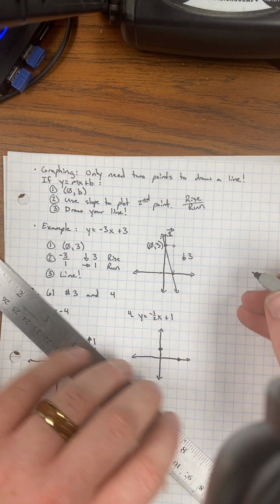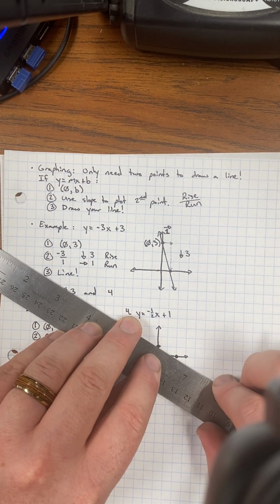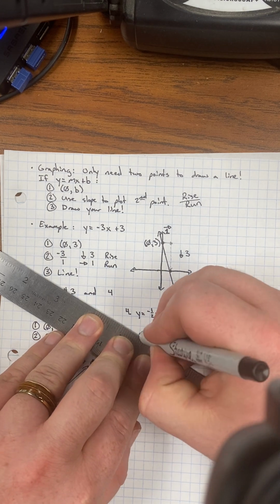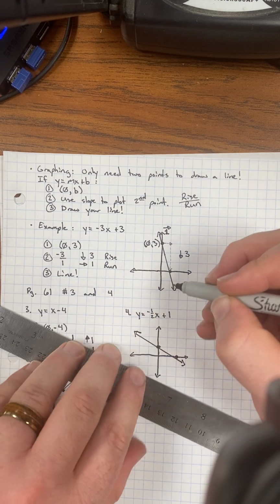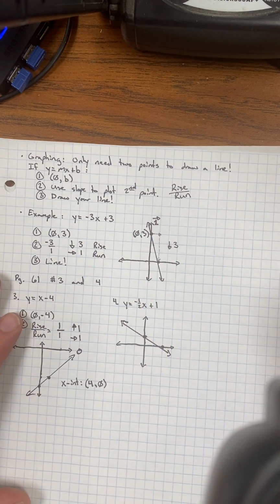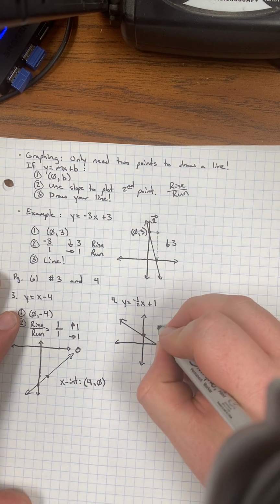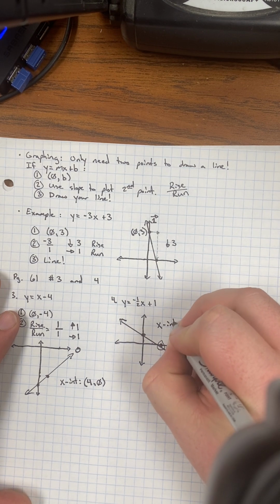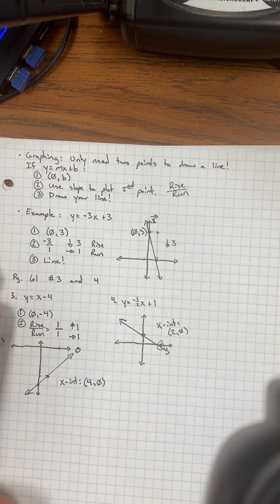Okay? Connect those. I'm kind of purposely not putting all the instructions down so you can kind of see that you are not expected to put all the instructions down. You can just graph the line now. And my x-intercept here is 2, 0. That's all.